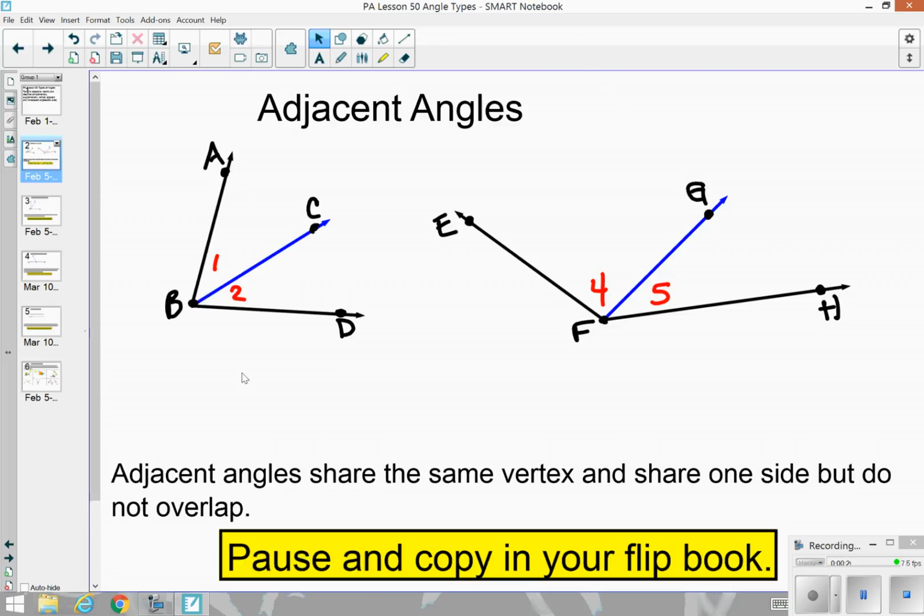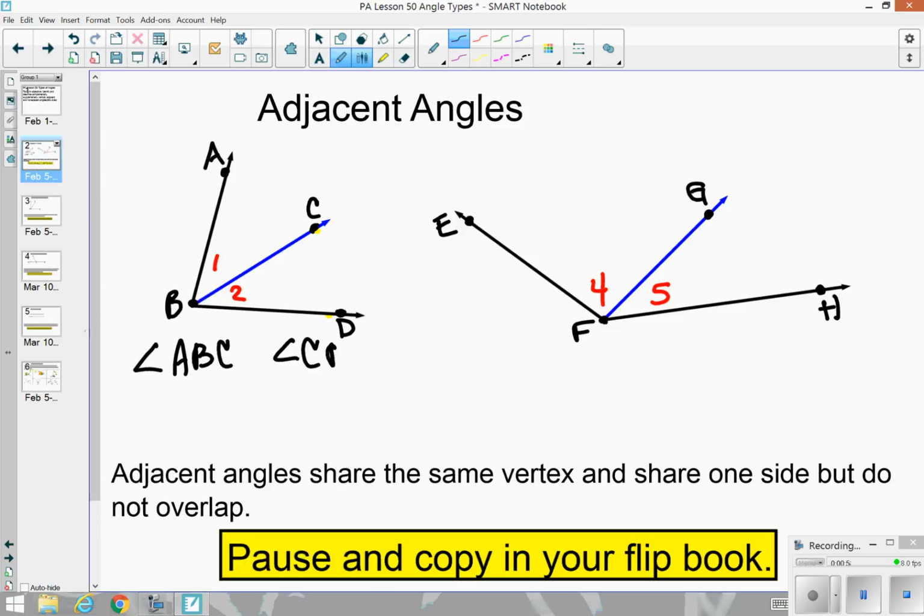So adjacent angles are angles that share the same vertex. They share one side, but they don't overlap each other. All right, so if we're looking, we see that we have this angle A, B, and C. And we identify the angles by the rays, starting with our outside corner. So this is angle ABC, and it is adjacent to angle CBD. So let's go ahead and write that down. We're saying angle ABC is adjacent to angle CBD.